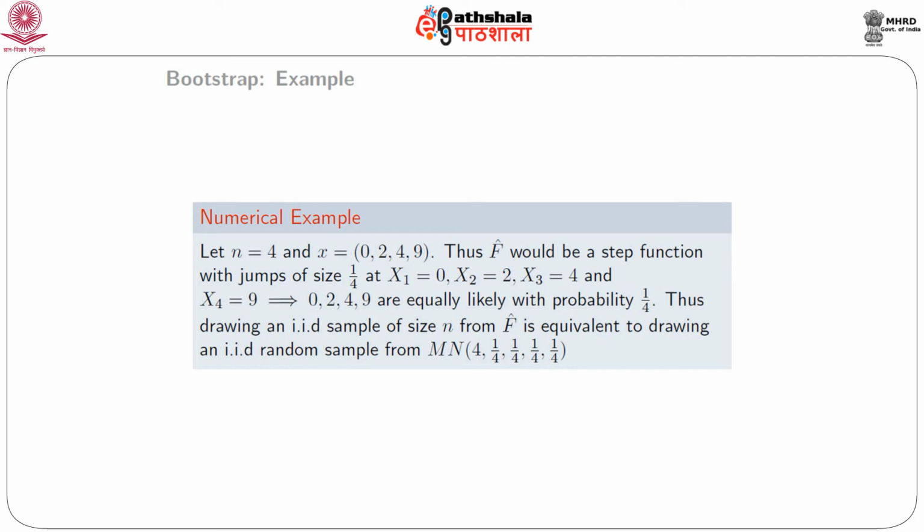Now, sampling from x1, x2, x3, xn is equivalent to sampling from 1, 2, 3, 4, and we assume that each has a probability of 1 by 4. So, equivalently we can say that sampling from 1, 2, 3, 4 is equally likely with probability 1 by 4 each. Then drawing an IID sample of size n from F hat is equivalent to drawing an IID sample from a multinomial with parameters 4 and 1 by 4, 1 by 4, 1 by 4, 1 by 4.